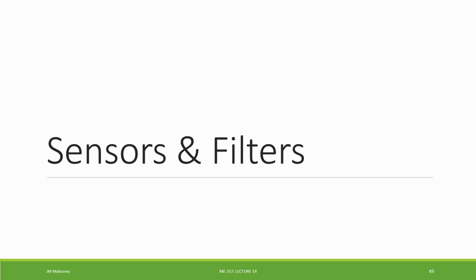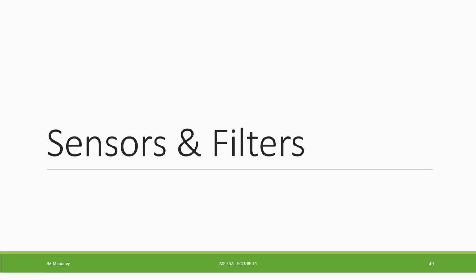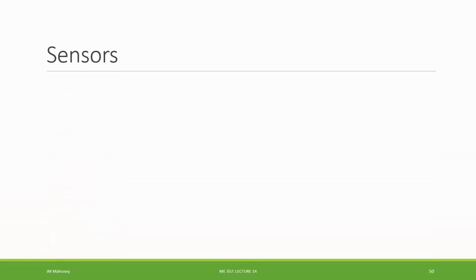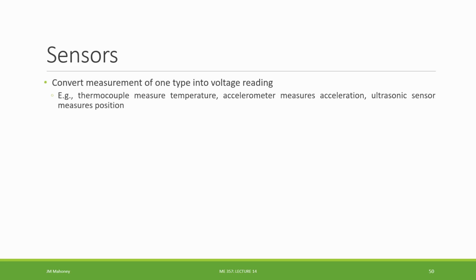In this subsection, we'll discuss how sensors and filters respond to harmonic inputs. And we'll begin by talking about sensors. So we're talking about sensors in a general way. I'm going to define it for this course as a sensor being something that's converting a measurement of one type into typically a voltage reading.